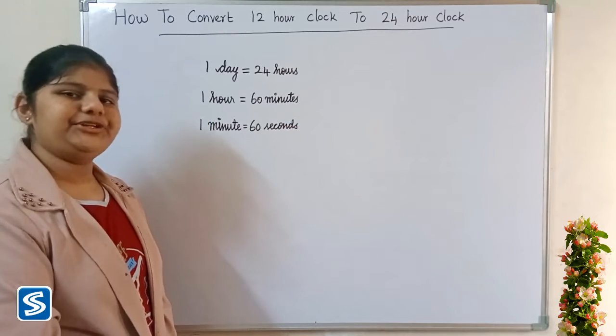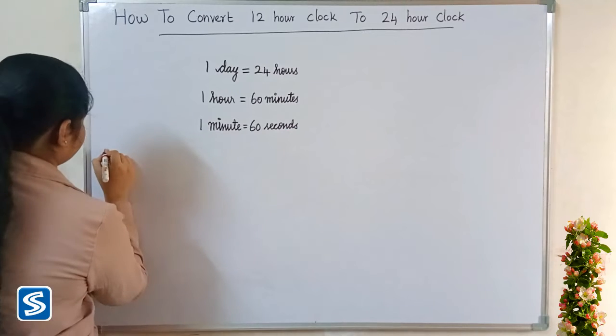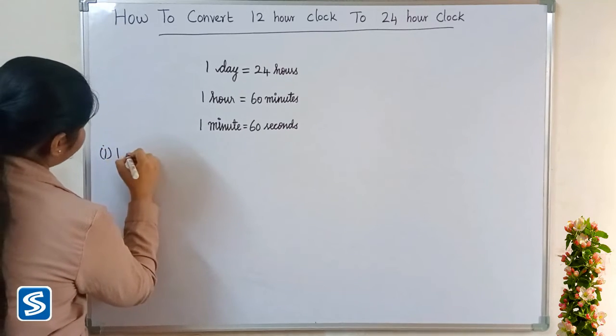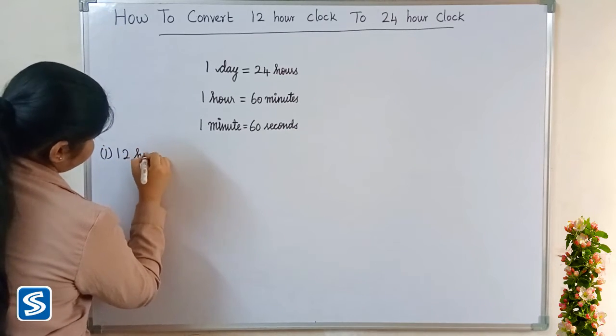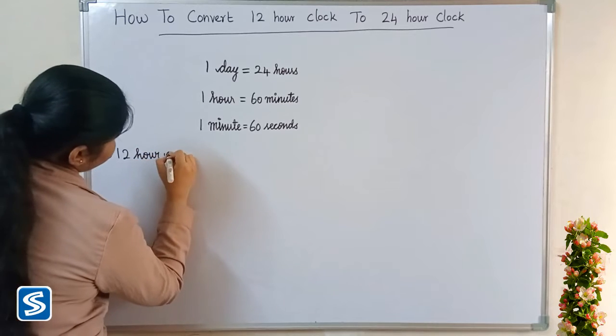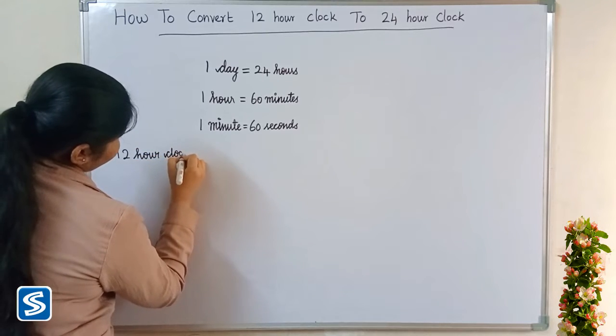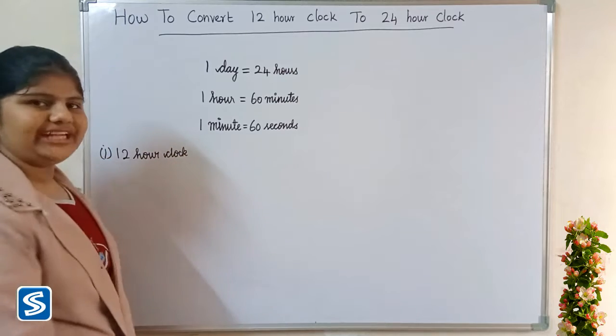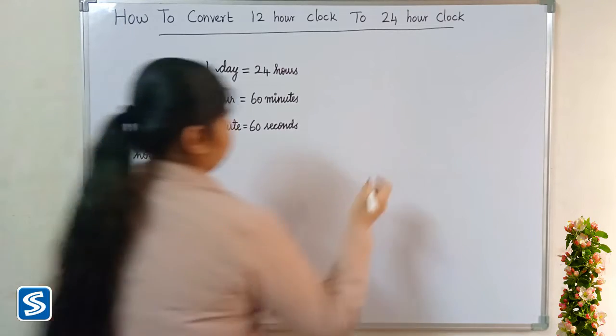Time is displayed in two ways: 12-hour clock system and 24-hour clock system.